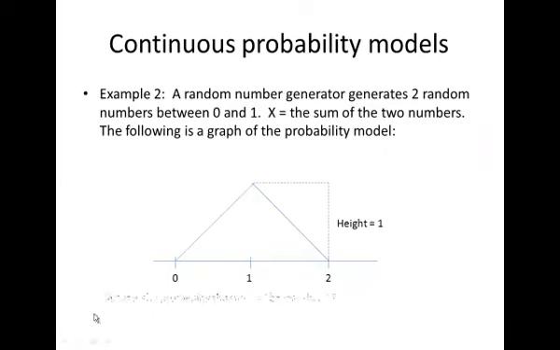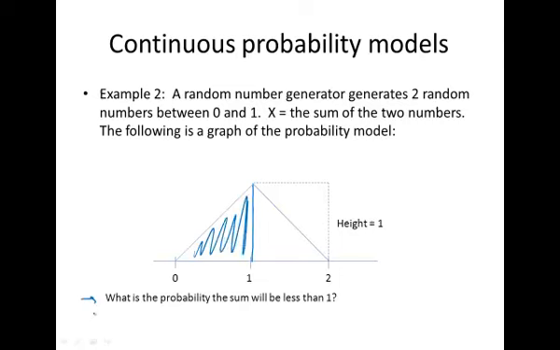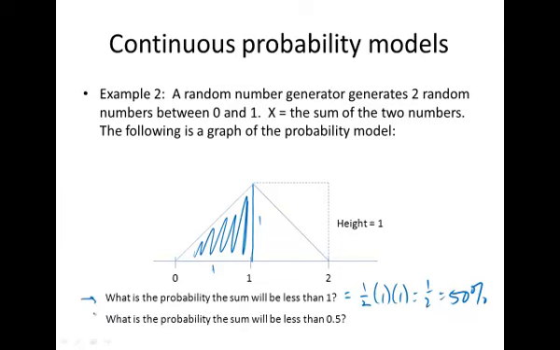All right, so the question we can ask, what is the probability that the sum will be less than 1? So just like we did with the rectangles, this would be the probability, pictorial-wise, that the sum is less than 1. So we could either look at it and say, hey, that's 1/2 of the overall area, or we could say it's 1/2 the base, which is 1, times the height, which is 1, which still ends up being 1/2, so probability of 50%.